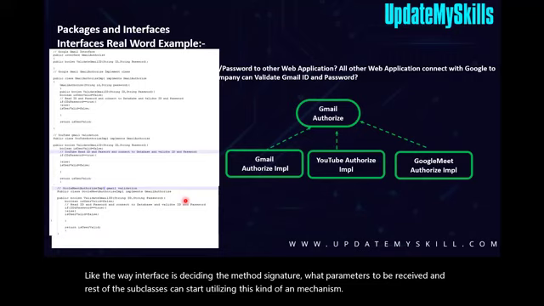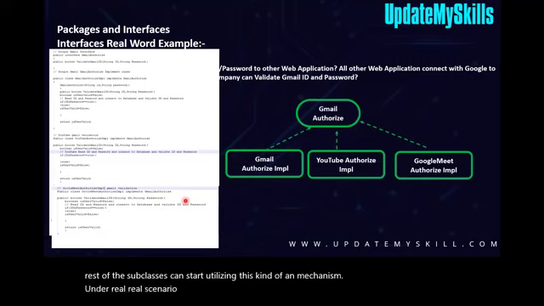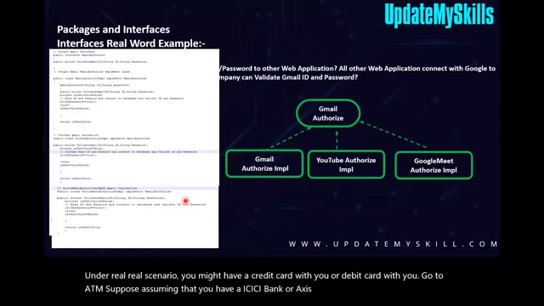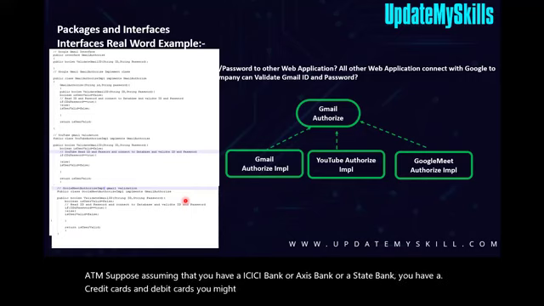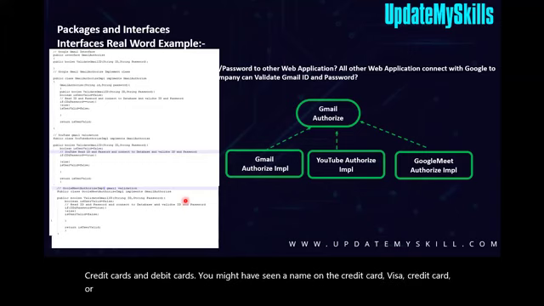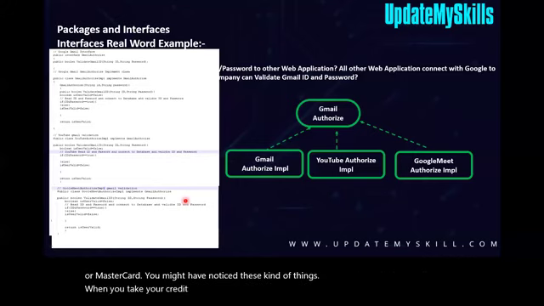In a real scenario, you might have a credit card or debit card with you. You go to an ATM, assuming that you have an ICICI Bank, Axis Bank or State Bank credit card or debit card. You might have seen a name on the credit card, Visa credit card or MasterCard. You might have noticed this kind of thing. When you take your credit card, suppose you are with ICICI Bank, you go and put it in the ICICI Bank ATM, and you get cash.